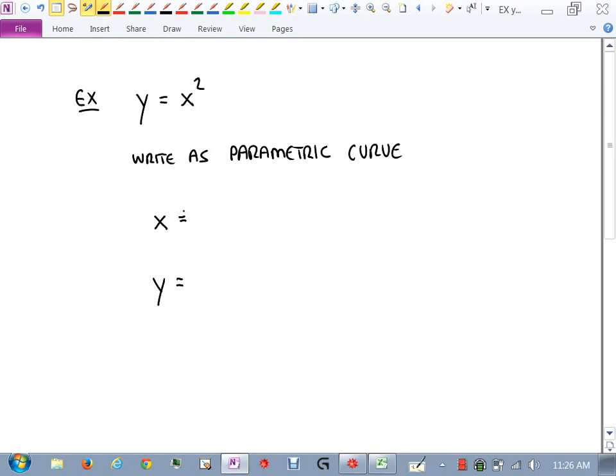Now, this equation, we know graphs a parabola, right? So we know that we can look at this as y is a function of x. So since y is a function of x, the independent variable is x here, right? We could treat x as the independent variable. So we could treat x as the time, right? We could just let x be the time, t. So let x be t, and then if x is t, then what is y? T squared.